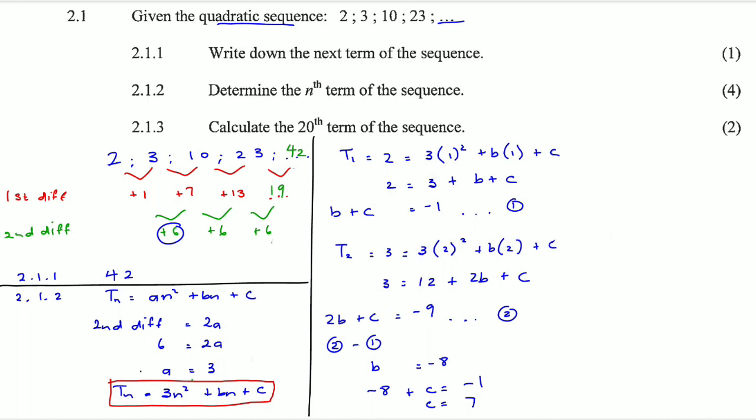We'll draw a line here so we can continue working on the right. Now we have values for b, which is minus 8, and c, which is 7. So we can write term n is equal to 3n squared, and the value of b is minus 8, minus 8n, and c is 7. So we have the nth term of the sequence.